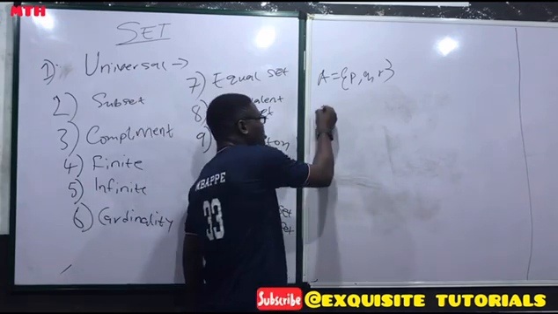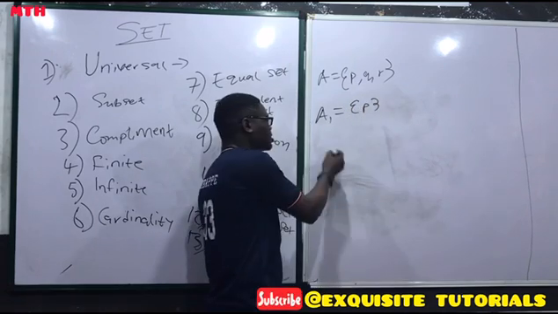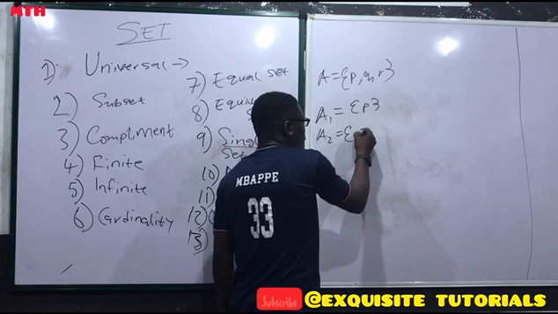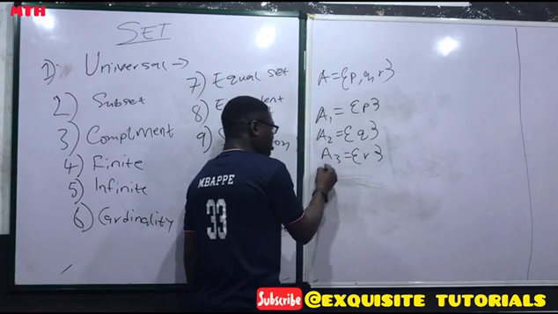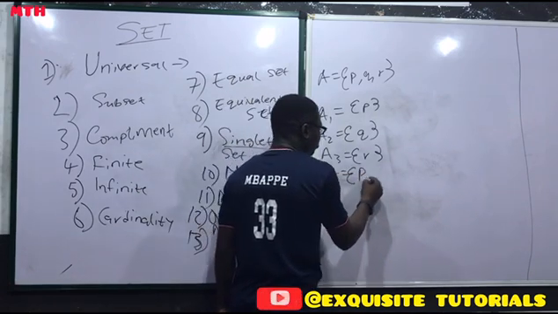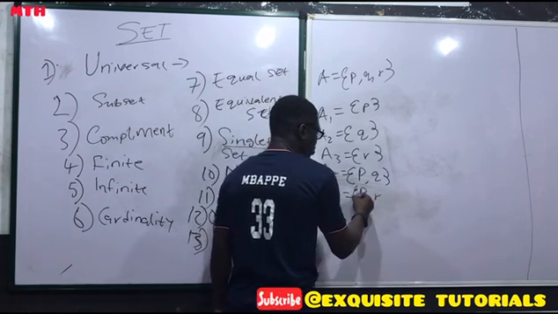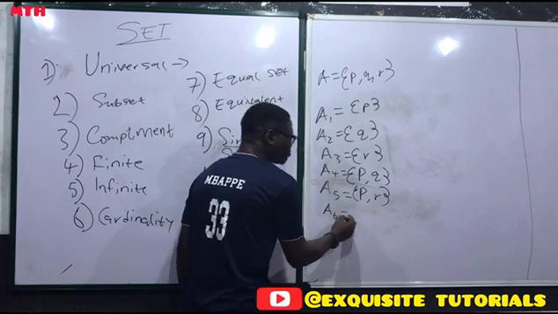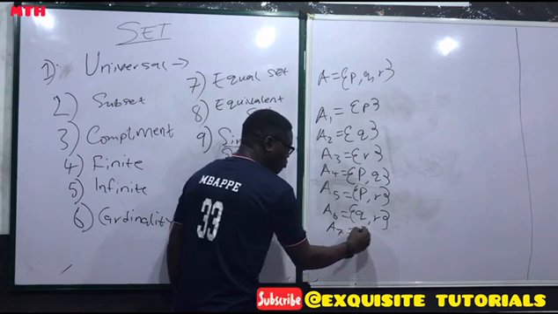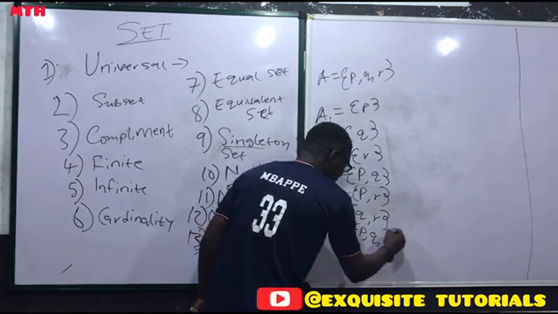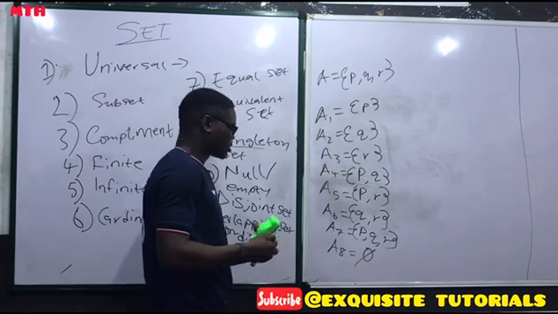The possible subsets that this A can form are P, Q, R, PQ, PR, QR, and PQR, like repeating itself, as a subset. And this set can also form an empty set as a subset.